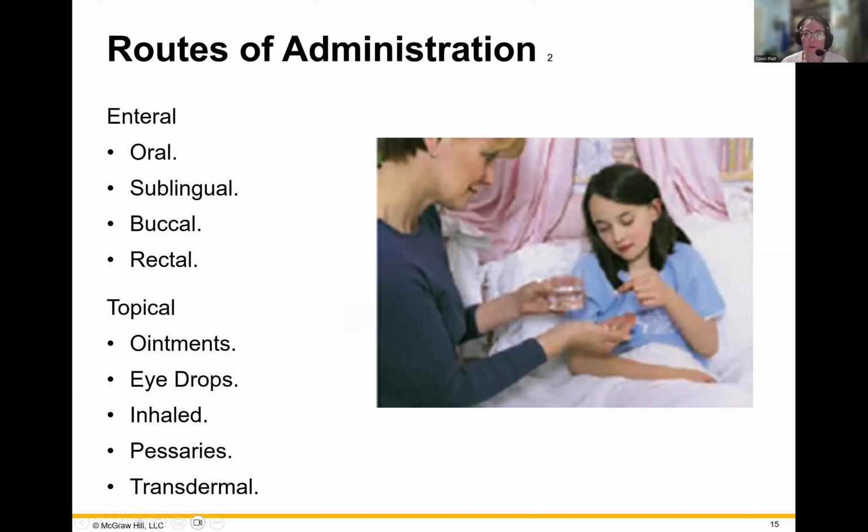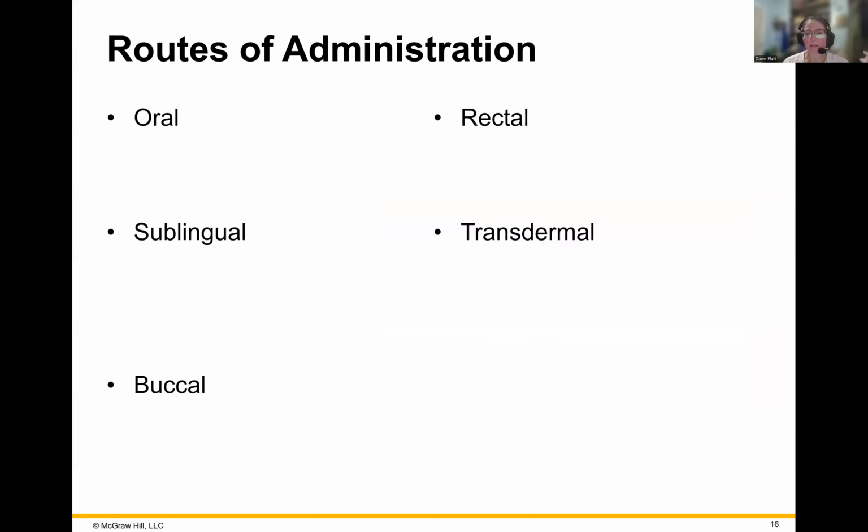Under here we have enteral. There's several ways that drugs can be administered in the enteral form. It's oral, sublingual, buccal, which means in the cheek, or rectal. And then we have topical: ointments, eye drops. Inhalation is considered a topical. Pessaries, and then transdermals. So let's take a look at these definitions of routes of administration.